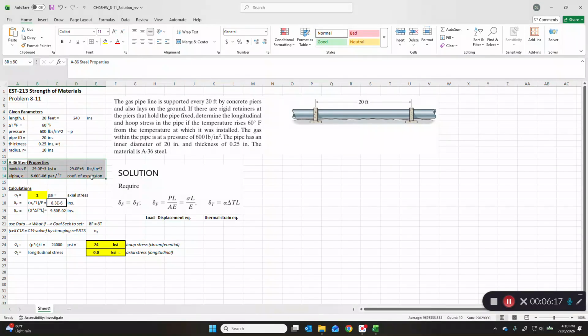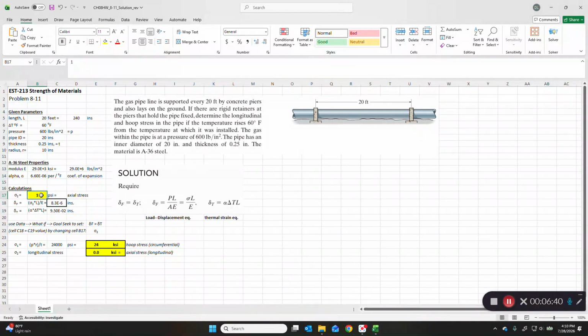What you're going to look up is for A36 steel, the pipe material properties, the modulus of elasticity here, and the coefficient of thermal expansion, alpha. So it's a very small number, and those numbers are given here. Notice that I converted KSI to PSI. I want all of my units consistent here, right?